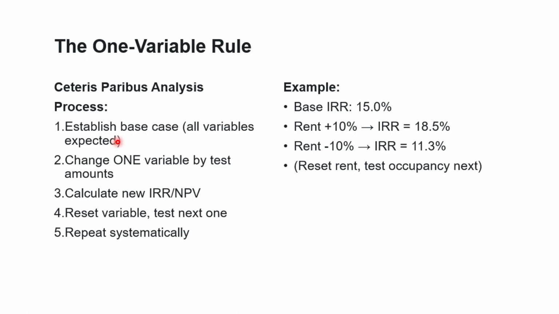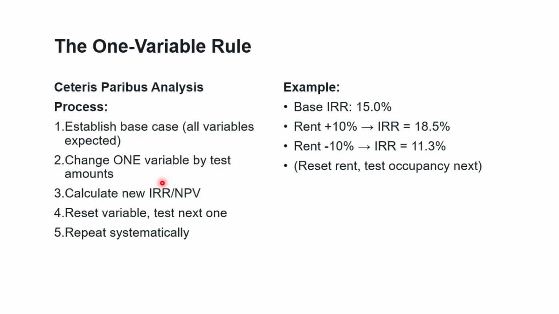So this is called your ceteris paribus analysis. Here is the systematic process: first establish your base case with all variables at expected level, then change one variable by your test amounts and calculate the new IRR or NPV. Then reset that variable, then test the next one. Repeat this process systematically for all key variables.